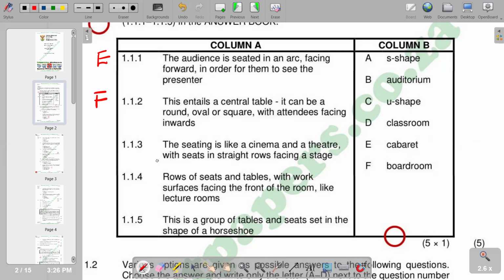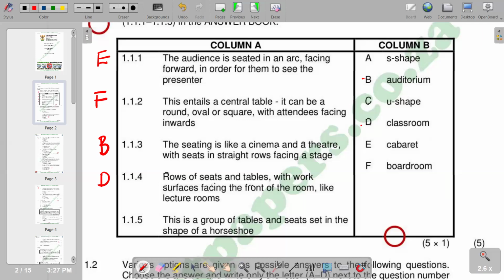In terms of 1.1.3, the sitting is like a cinema and a theater, which sits in straight rows facing a stage. So you'd see that this is an auditorium that we have on B. So we have B as the correct response. Then 1.1.4, rows of seats and tables with work surfaces facing the front of the room like lecture rooms. So this represents a presentation of a classroom. So we have D.